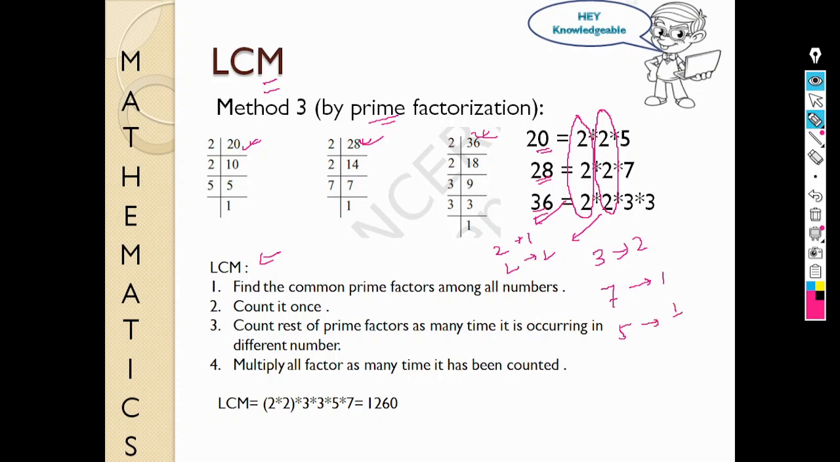Multiply all factors as many times as they have been counted. So we will multiply this 2 one time, this 2 again one time, this 3 two times, this 7 one time, this 5 one time. So the LCM will come as 1260.